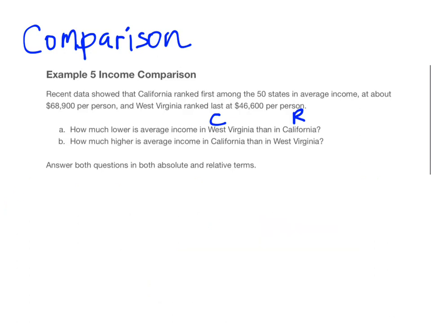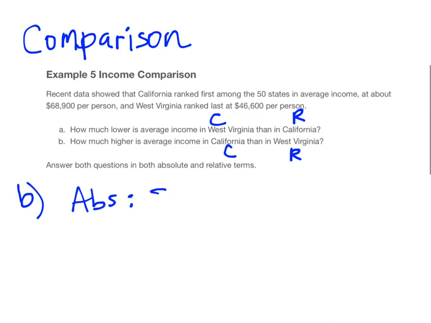Now let's do the same thing in part B, but the difference now is that we're comparing California to West Virginia, so it's in terms of West Virginia. So now California is the compared thing, and West Virginia is the reference thing. Now we're asking how much higher is the average income, so we should expect to get positive numbers this time. So the absolute difference, well, we just need to switch those two values.